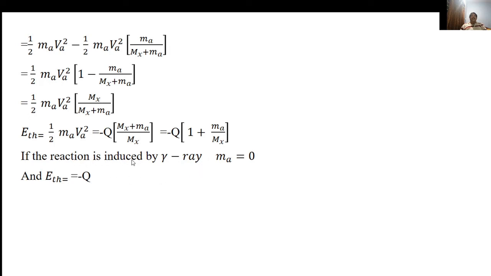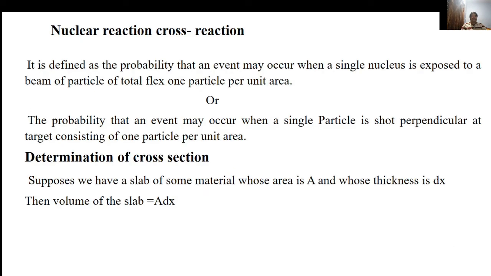If the reaction is induced by gamma rays, the rest mass of the gamma rays is equal to 0. Therefore, ma is equal to 0. Then the threshold energy is equal to the Q value of the nuclear reaction.